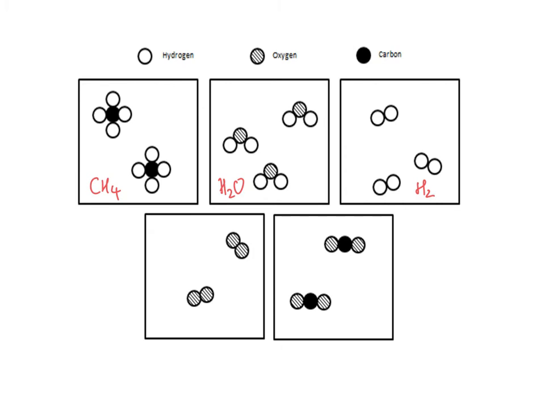Then in the bottom left, we've got 2 of the same molecule. They are 2 oxygen atoms, so the formula is O2. And then lastly, we've got, again, 2 of the same molecule. It's a carbon with 2 oxygens attached to it, so that would be CO2.